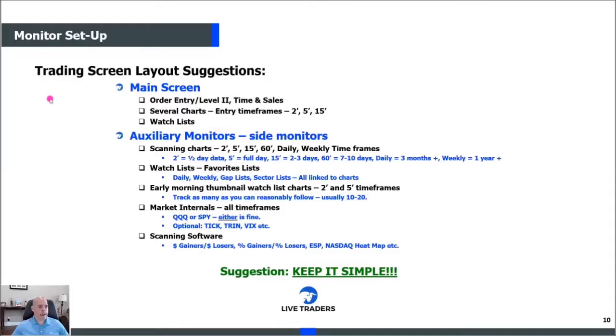Layout: main screen, level 2, time and sales, and a few charts. Your side monitors, you might have 1 side monitor or 2 side monitors. You want to put your scanning charts and basically your watch list. That's it. Thumbnail watch list on 1 monitor and then your scanning charts on another.